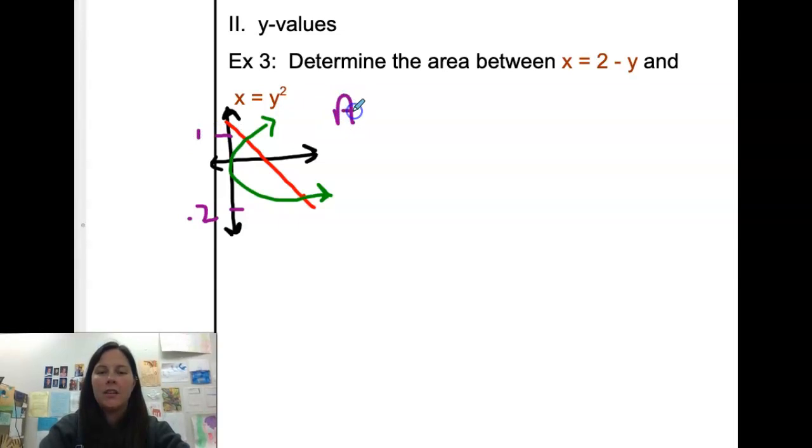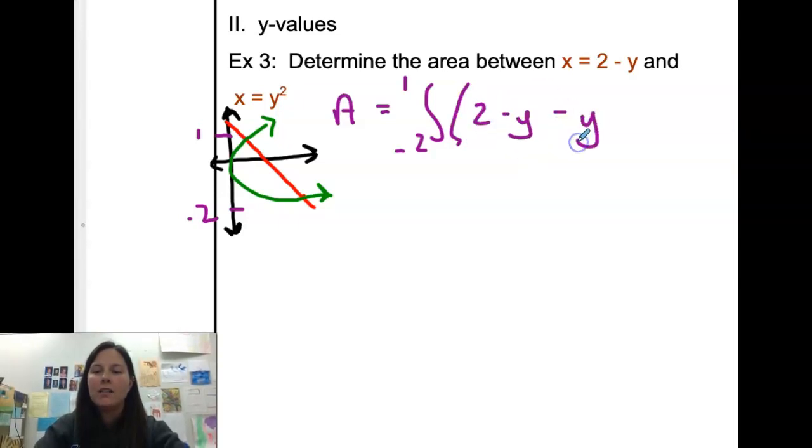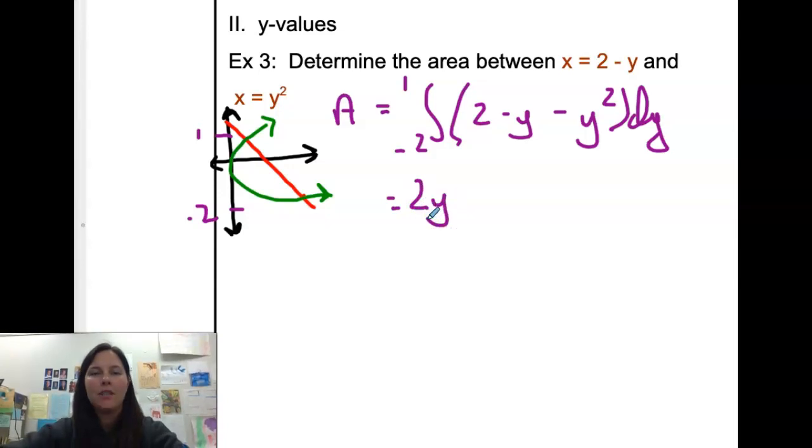We're finding the area as y goes from -2 to 1 of the curve that is further from the y-axis, which was our 2 minus y curve, minus our y squared curve, or the curve that is closer to the y-axis. And this time we're integrating with respect to y. This equation cannot be simplified, so I'm just going to go ahead and integrate. The integral of 2 in this case is 2y, because we are integrating with respect to y.